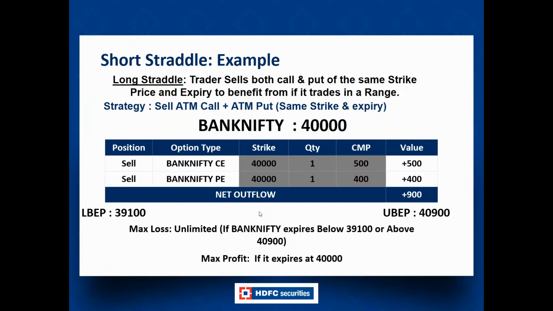I'm a seller of an option. However, my maximum profit is 900 rupees per share if Bank Nifty expires at exactly 40,000 on the expiry day and I still hold this strategy. My maximum profit is 900 rupees if Bank Nifty expires at exactly 40,000, because at this level the premium of both the 40,000 call and the 40,000 put will become zero on the expiry day, and you have received this 900 rupees as a premium, and thereby you will benefit if Bank Nifty expires exactly at the 40,000 level.